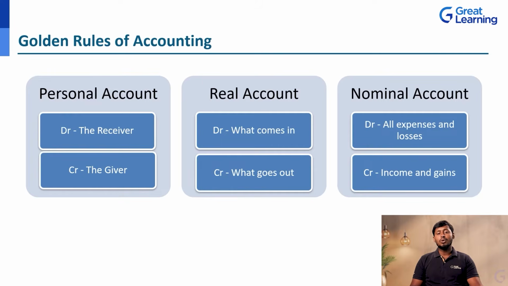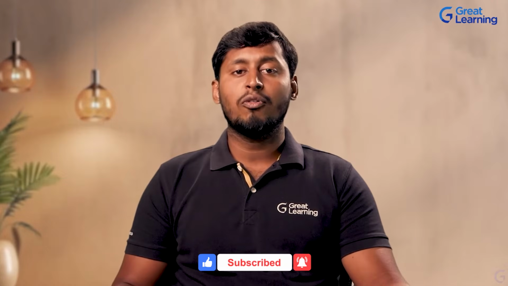And when it comes to the real account, all your assets and liabilities also come under the real account. Debit what comes in. For example, purchase of furniture for 10,000 rupees. If you purchase the furniture for 10,000 rupees, debit what comes in. For the organization, what is coming? The furniture is coming to the business, correct? So furniture account is debited.